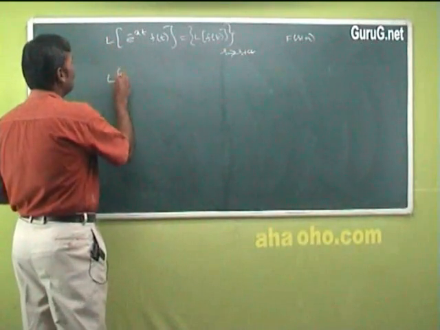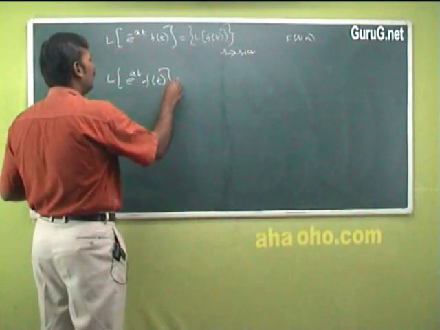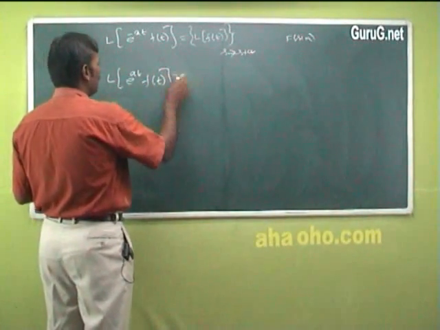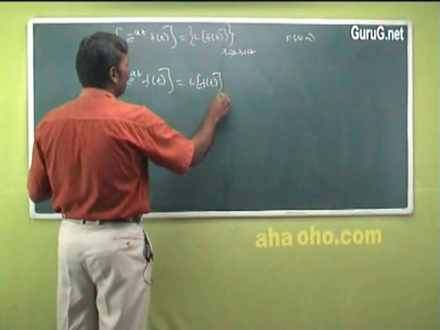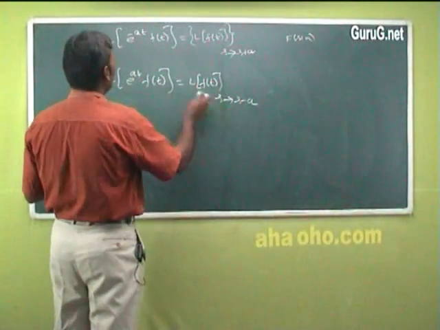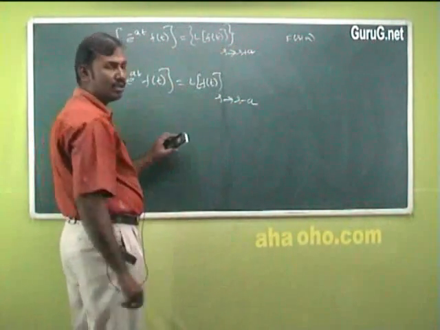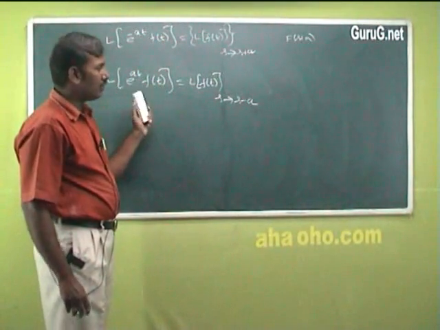And the second one, L of e power a t f of t, what will you get? You remove this exponential, you take L of f of t, then after that s is replaced by s minus a. Here if plus comes, it becomes minus; if minus comes, it becomes plus. Okay, from the problem point of view, remember this idea, right? That is a very important one.